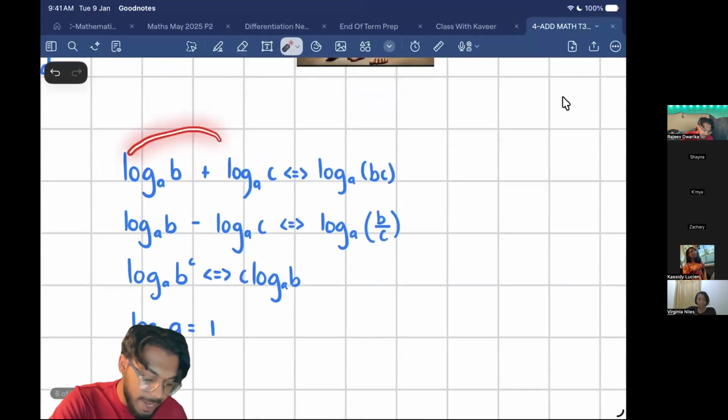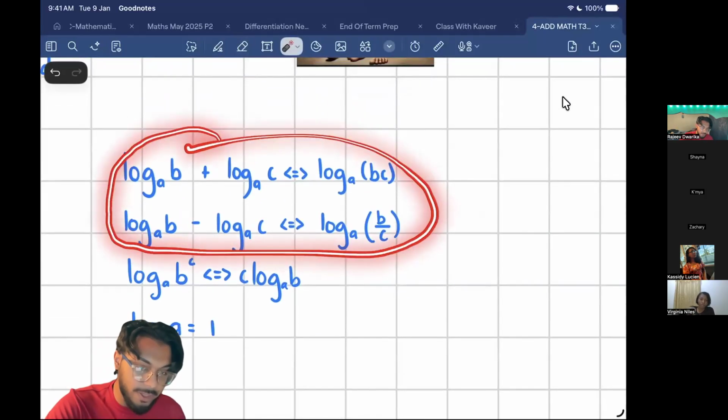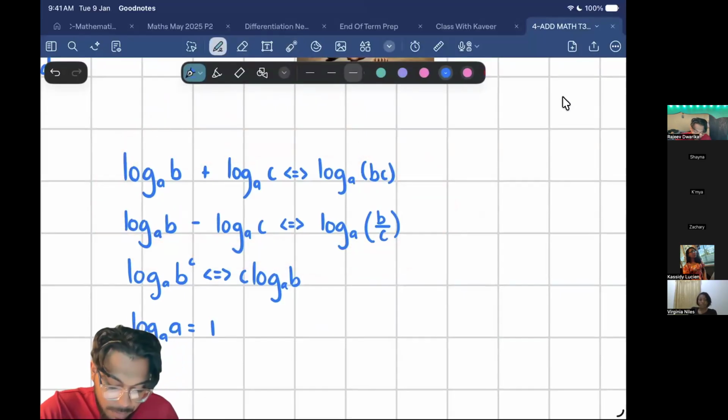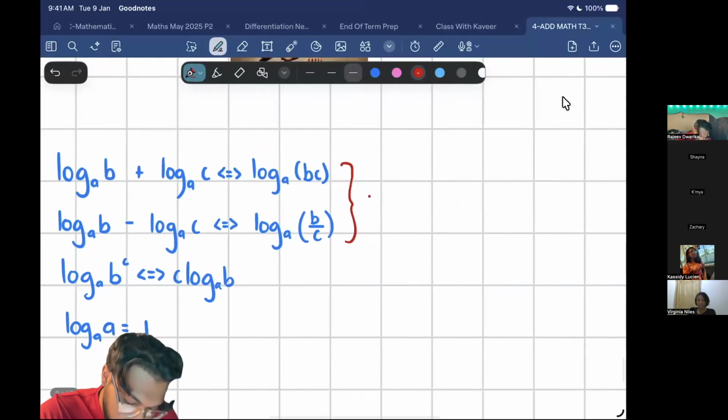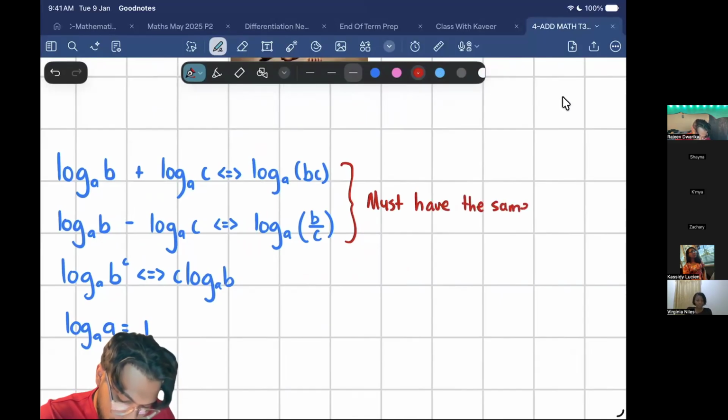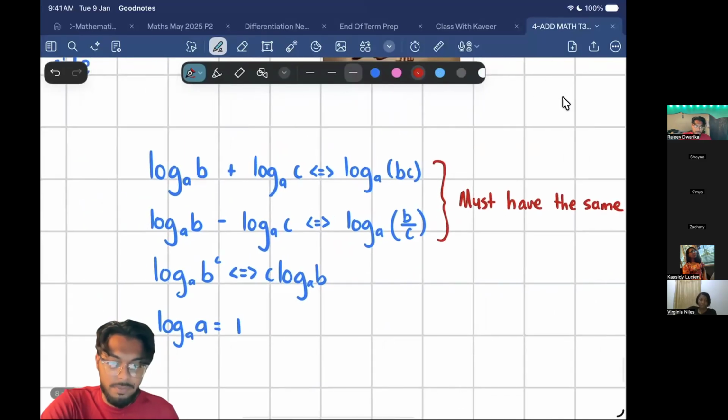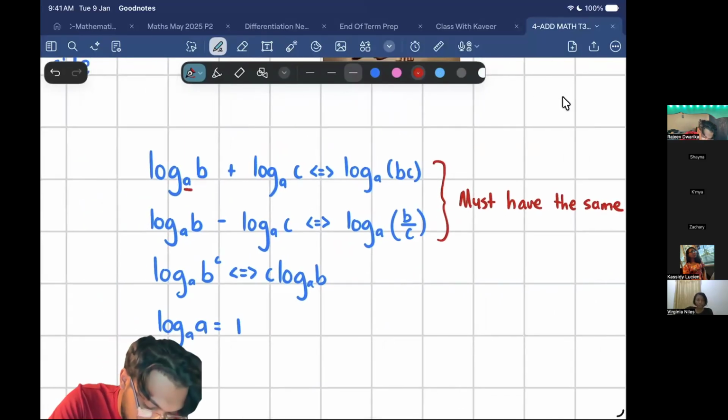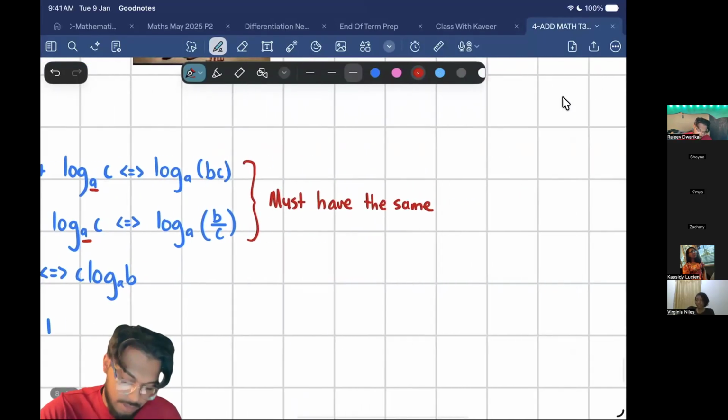Now, why am I saying that? Shayna, for me to use either of these two rules over here, both terms must have the same what? Does anybody want to tell me? You must have the same base. Yes, you must have the same base.